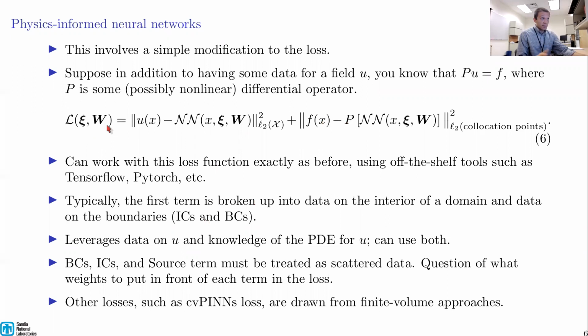This regression term, typically for PDEs, is further broken up into a point cloud where you have initial conditions, a point cloud where you have boundary conditions, and then maybe a point cloud in the interior. So you can leverage the PDE and data on you. Of course, there are other types of losses you can do, like Nat here at Sandia has introduced these CV pins, where instead of a collocation type loss, it's a loss that's inspired by a finite volume mesh.